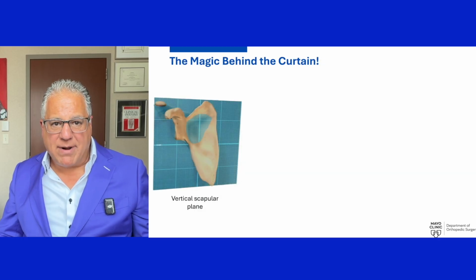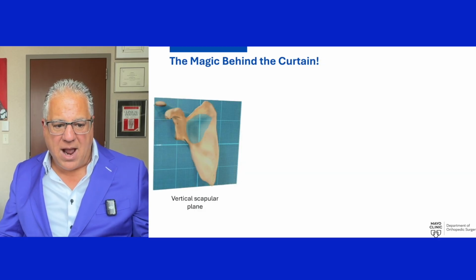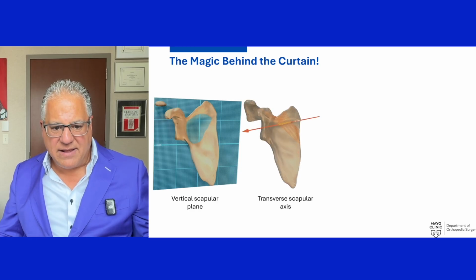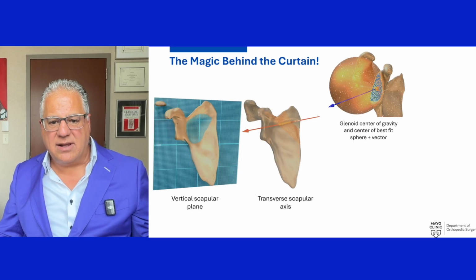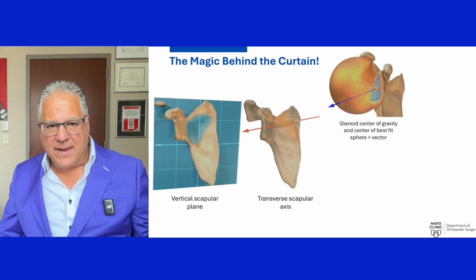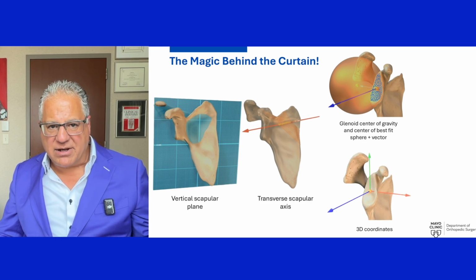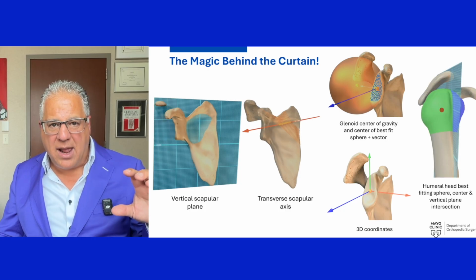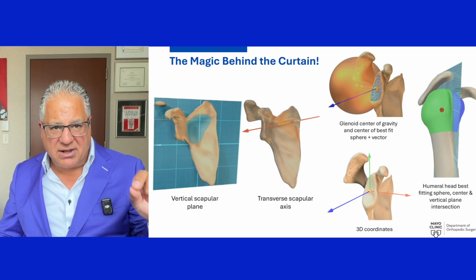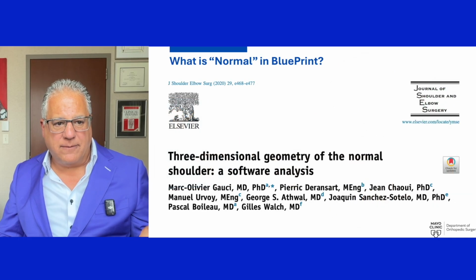So to summarize the steps one more time, first step, identify the best fitting vertical scapular plane. Next, identify the transverse scapular axis. Then identify the center of gravity of the glenoid and the center of the best fitting sphere to estimate version and inclination. Next, after establishing a coordinate system, understand where is the best fitting sphere of the humeral head to understand subluxation, and eventually where does the geometric center of the humeral head move after reconstruction.